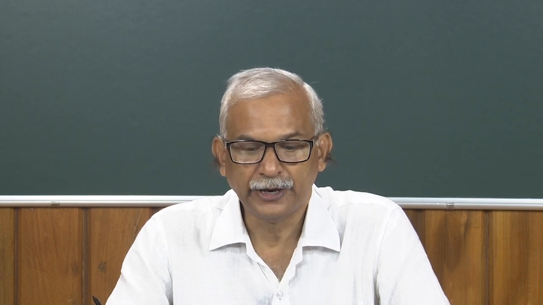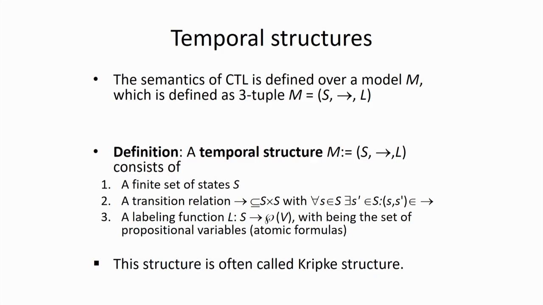The minimum component that we have in the model is three tuples, S, arrow and L, the basic notations that we are using over here. So, the semantics of CTL is defined over a model, which is defined as a three tuple. So, M is basically consisting of S, arrow and L. Now, what is this particular component? S is nothing but a finite set of states. So, we are going to define the truth values of a CTL formula on a finite state system. So, the number of states is finite.